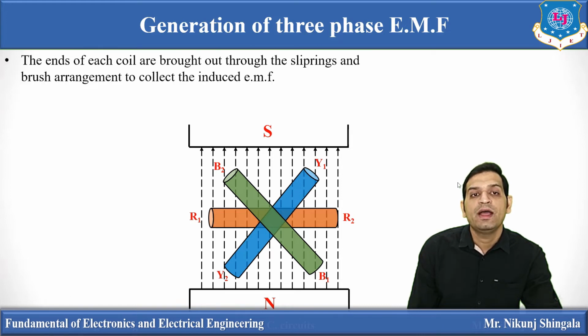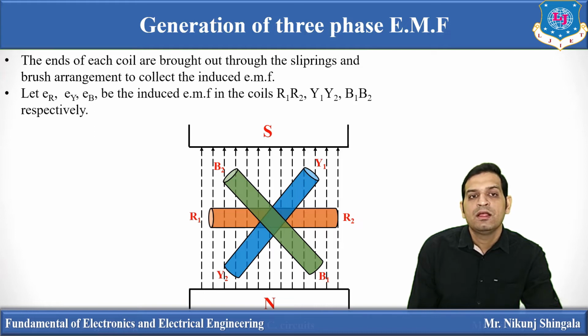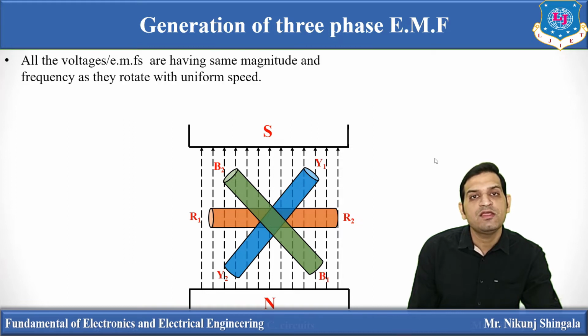Now, the ends of each coil are brought out. All the coils are connected together, and three ends are brought out through the slip rings and brush arrangement to collect the induced EMF. So the EMF generated will be brought out by means of slip rings and brushes. Here suppose ER, EY and EB are the induced EMFs in the coils R1, R2, Y1, Y2 and B1, B2 respectively.